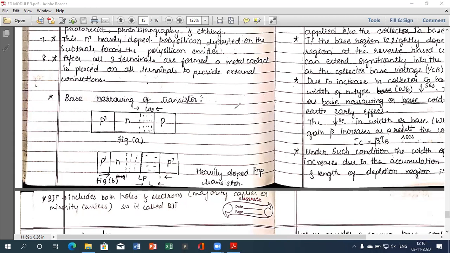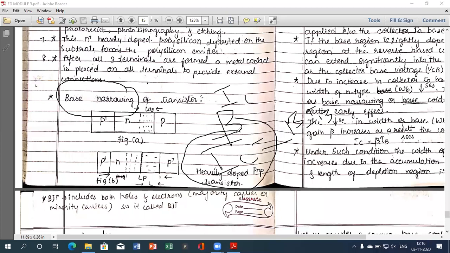So I will repeat the same thing. When the base gets narrow, beta, the current gain, will also increase. When beta increases, the collector current IC also increases because IC is directly proportional to beta into IB. So therefore, you can say that the collector current also increases. Now using this condition.